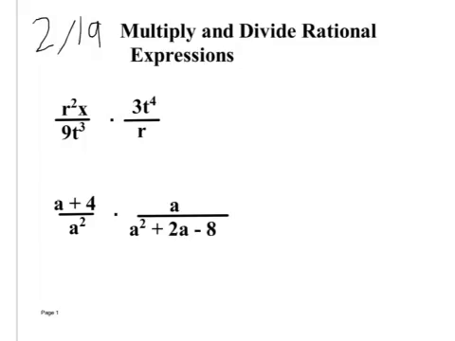Today we're going to multiply and divide rational expressions. Yesterday we simplified rational expressions. Today we're going to multiply and divide those expressions. All right, so let's multiply r squared x over 9t cubed times 3t to the fourth over r.